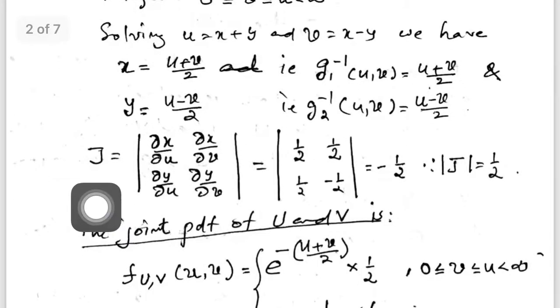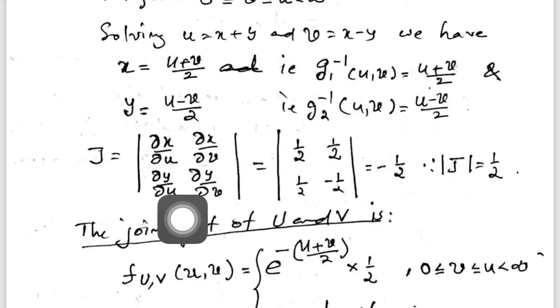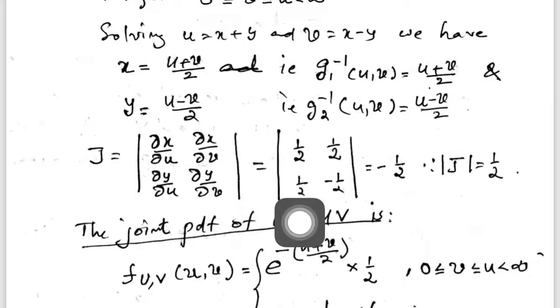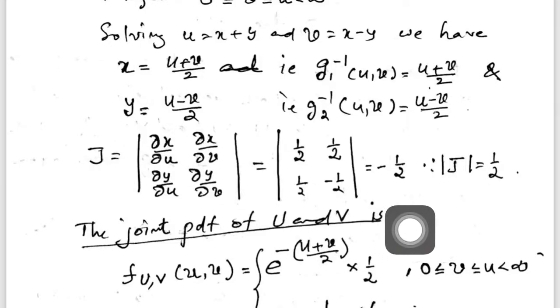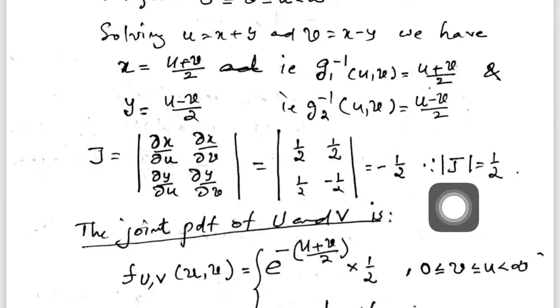And you can find the Jacobian of transformation, that is equal to the determinant of the matrix ∂x/∂u, ∂x/∂v, ∂y/∂u, and ∂y/∂v. That is equal to the determinant of 1/2, 1/2, 1/2, -1/2. These derivatives you can easily find from this formula for x and y. You may easily check these things, and this becomes -1/2, and therefore the modulus of Jacobian is equal to 1/2. It is a positive number, right?